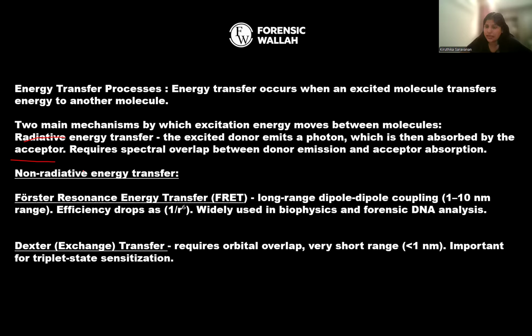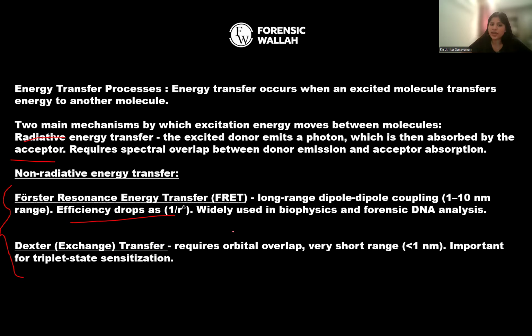In case of non-radiative, we have two important processes called Foster resonance energy transfer, that is FRET, and Dexter exchange transfer. Two transfer reactions are there. They are non-radiative energy transfer reactions. So FRET is basically long range. Dipole-dipole coupling basically takes place. So here the efficiency drops. In case of biophysics and forensic DNA analysis and all, we use this FRET. So there is no emission of photon involved.